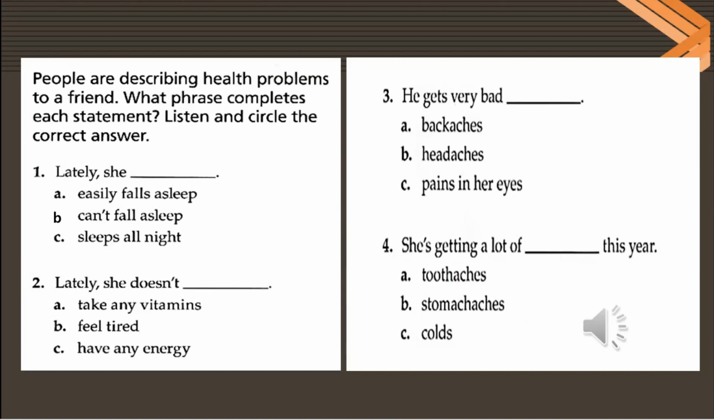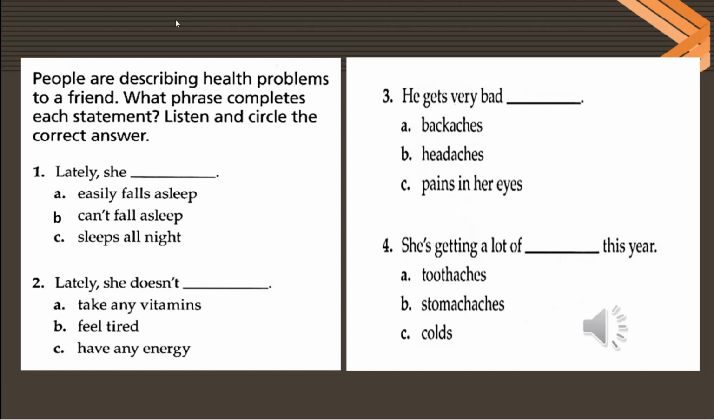This is about people describing the health problems to a friend. What phrase completes its statement? Listen and circle the correct answer. Okay, now we are going to listen again. Listen about the audio related to people describing the health problems to a friend. They are going to tell something about the problems of his or her health to a friend. And then we are going to continue the sentences with the complete sentence. You have to choose here related to the audio and choose the best answer.